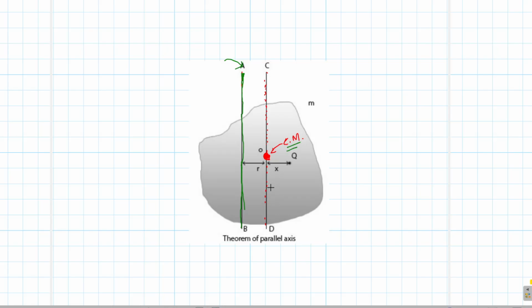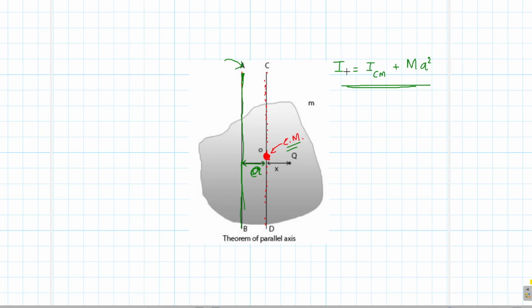Now, according to the theorem of parallel axis, the moment of inertia about AB is equal to the moment of inertia of the body about an axis passing through the center of mass, parallel to the first axis, plus the total mass of the body times the distance between the axes squared. Here the distance between the axes is given by E, the perpendicular distance. Since they are parallel, the distance will be the same anywhere inside the body. So this is the theorem of parallel axis.